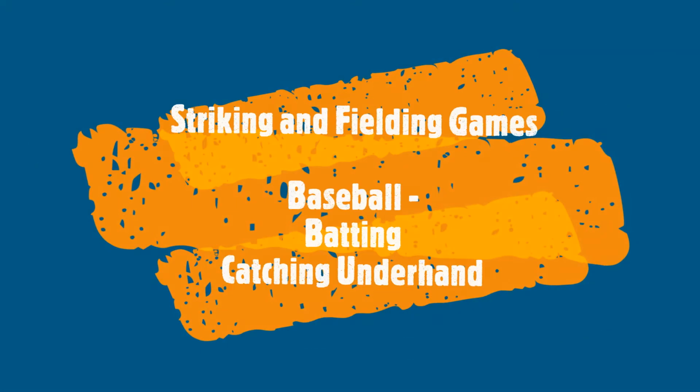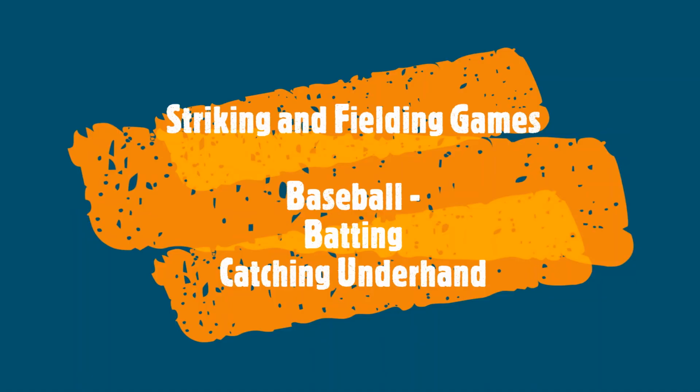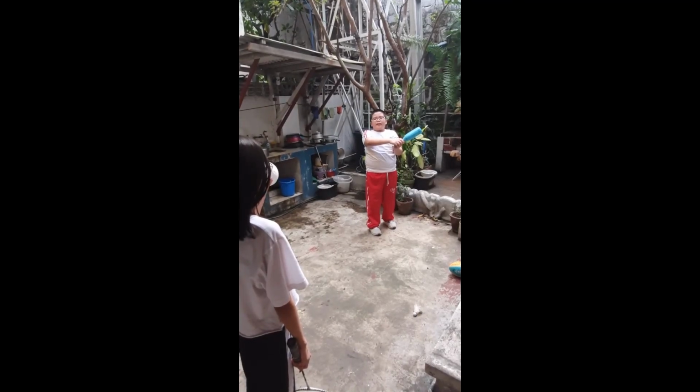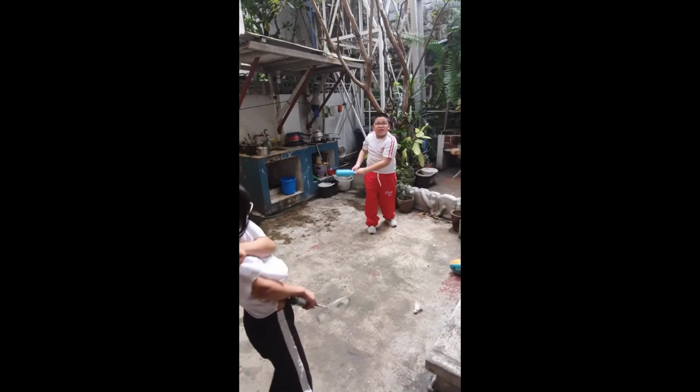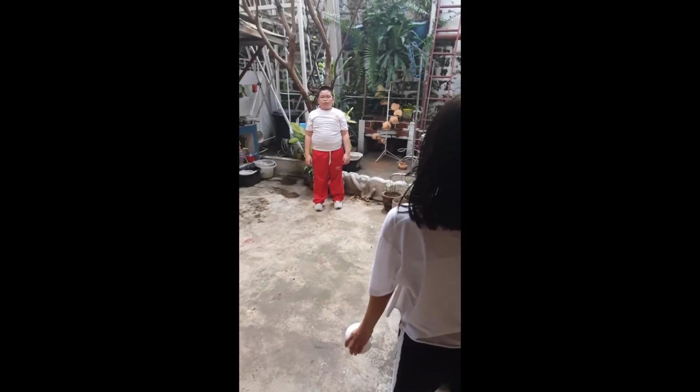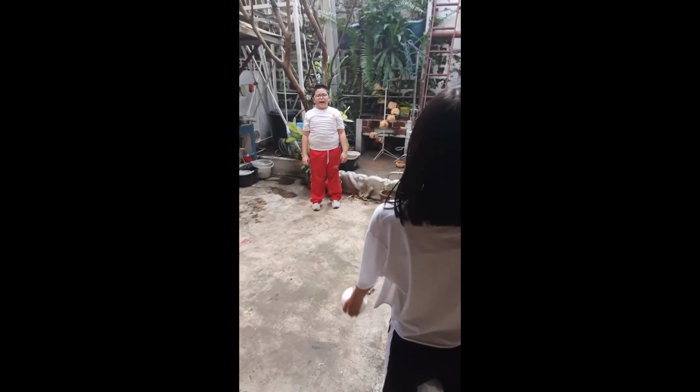In striking and fielding games, manipulative skills involved are throwing, kicking, pitching, catching, and batting. You should be good at batting when playing baseball. You should also be good at catching underhand.